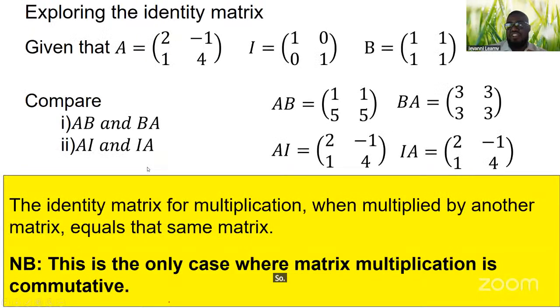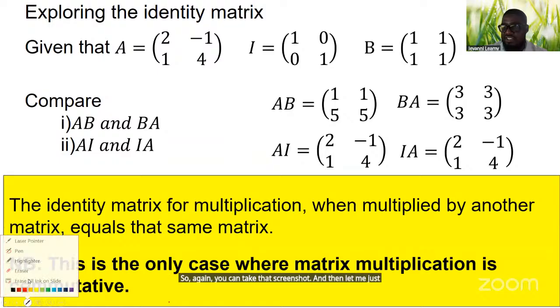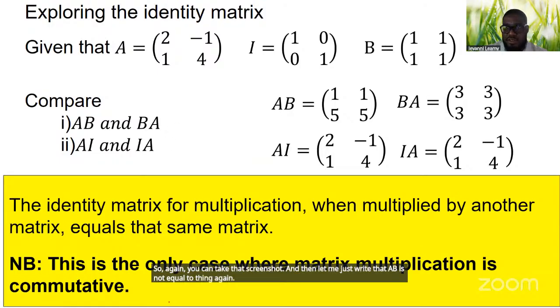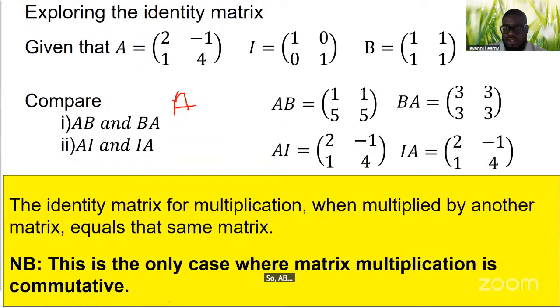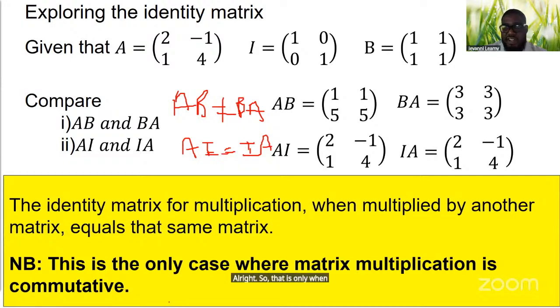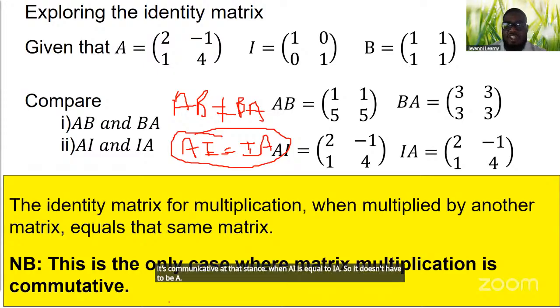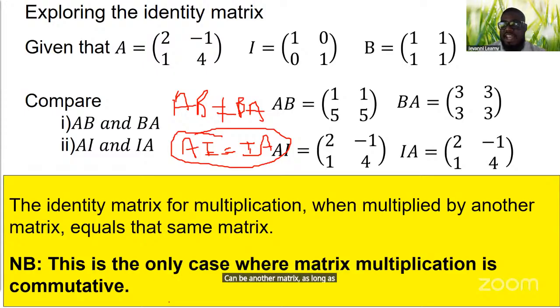So again, you can take that screenshot, and then let me just write that AB is not equal to BA again. So AB is not equal to, sorry for the bad handwriting, my penmanship is poor, and AI is equal to IA. All right? So that is only when matrix multiplication is commutative. It's commutative at that instance when AI is equal to IA. So it doesn't have to be A, it can be another matrix, as long as you are multiplying it by the identity matrix. All right? So let's move.